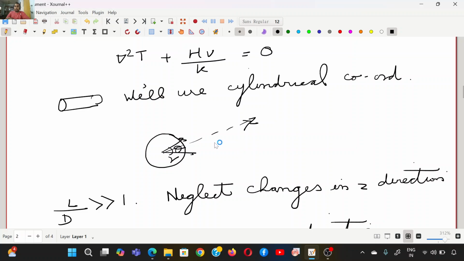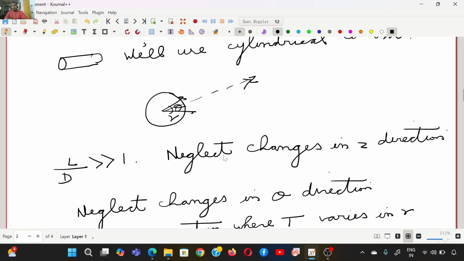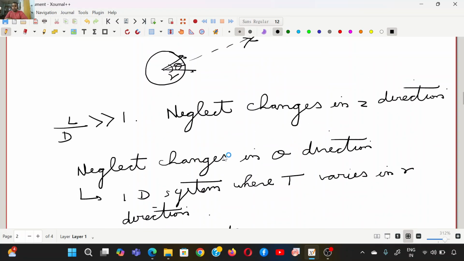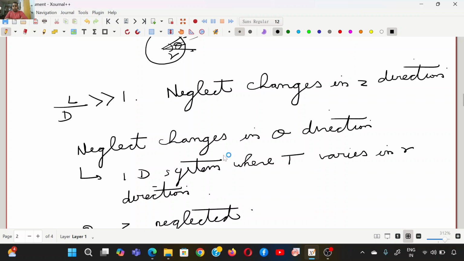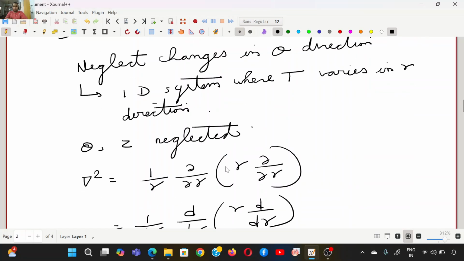Now you use the cylindrical coordinate system because the wire is in the form of a cylinder. There we say that since the length of the wire is much greater than the diameter of the wire, L by D is much greater than 1, and you can neglect the changes in the z direction. Fine. Likewise, because it's axisymmetric, there is no dependence on the theta direction, so temperature isn't a function of theta. So it reduces to a 1D system where T varies in the r direction. Theta and z are neglected.